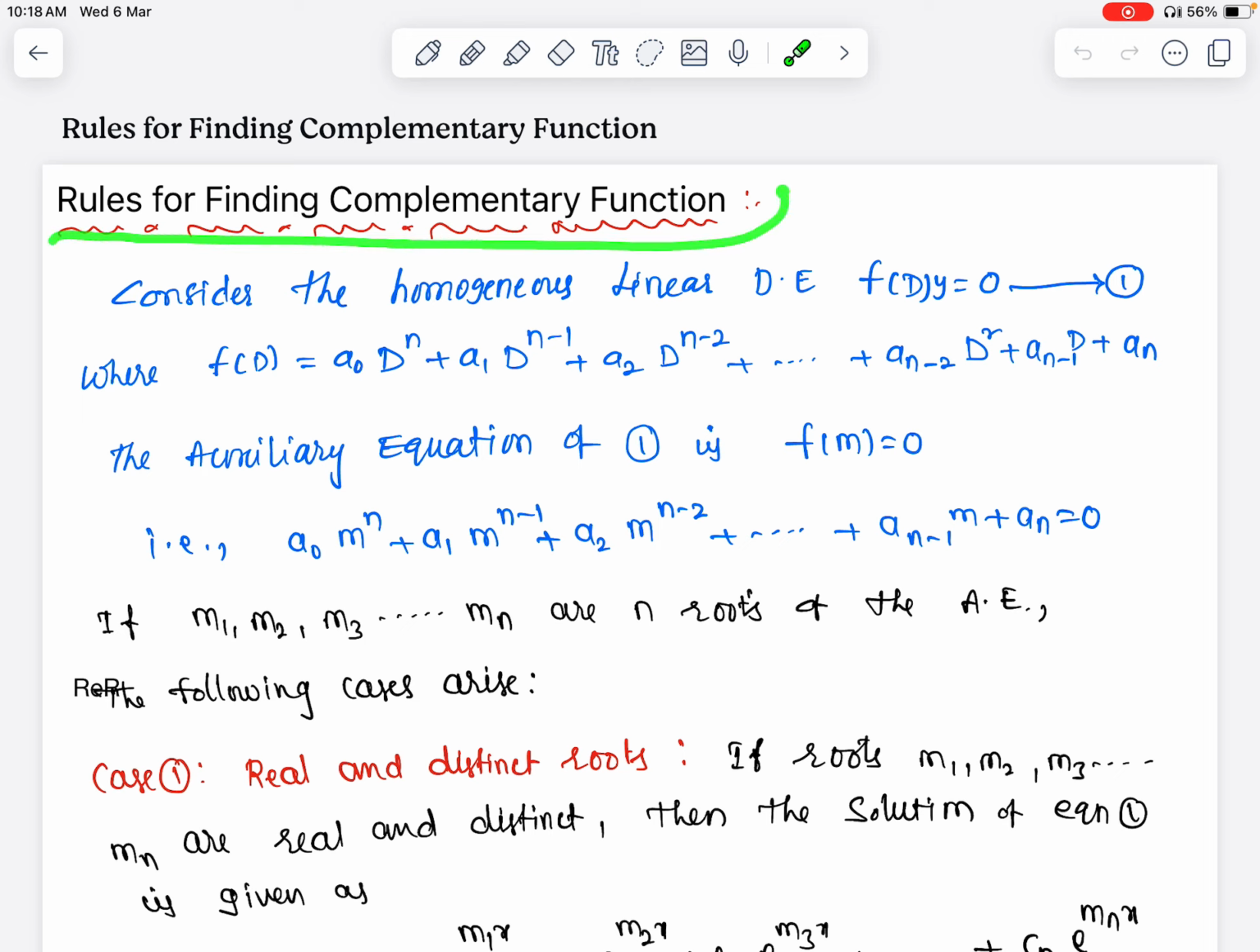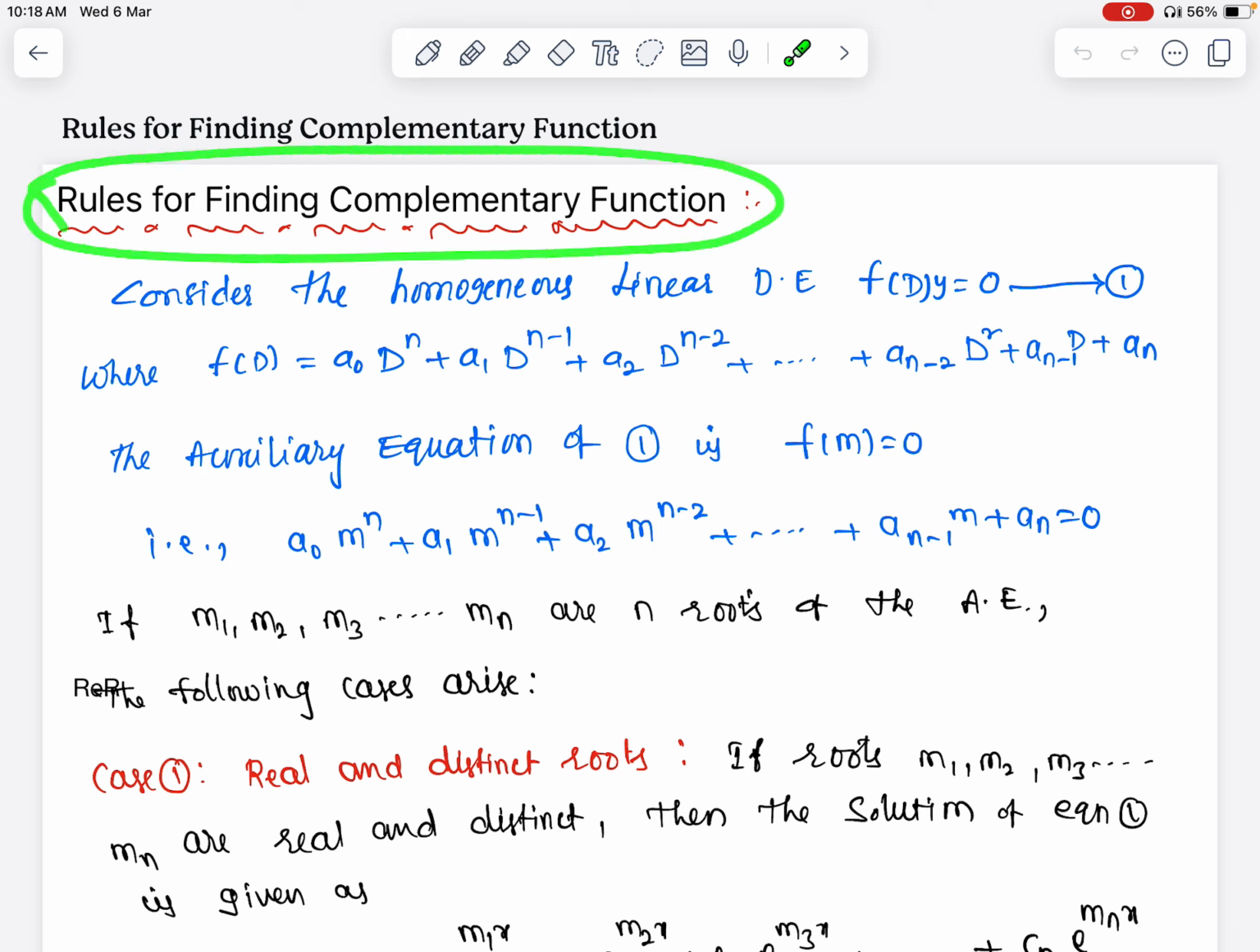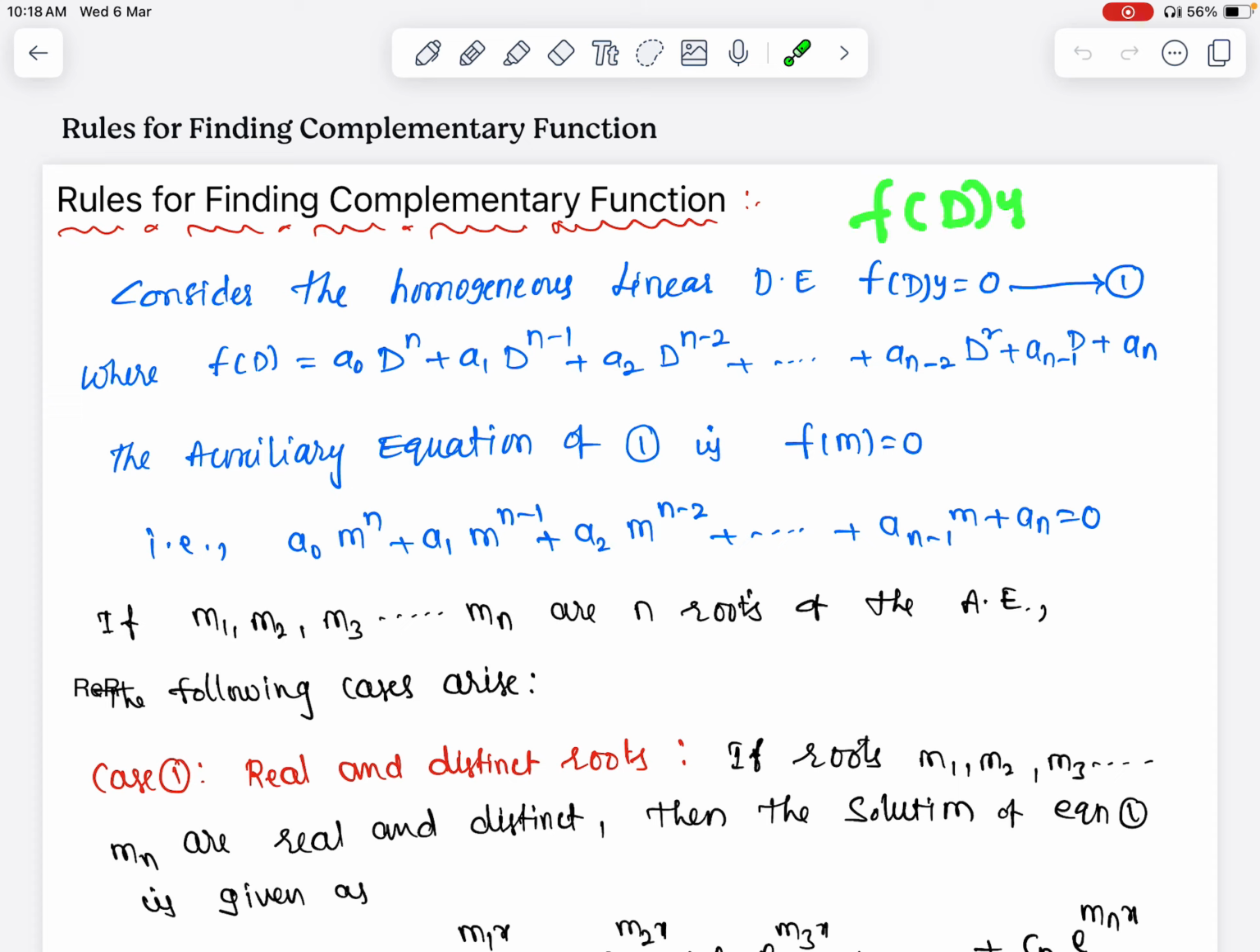First, when can we find the complementary function? The complementary function can be found for a homogeneous differential equation, and for a non-homogeneous differential equation also we should find the complementary function. The non-homogeneous equation is of the form f(D) y = Q(x). Here the general solution is the complementary function plus the particular integral. How to find the particular integral, we can discuss in the next classes.